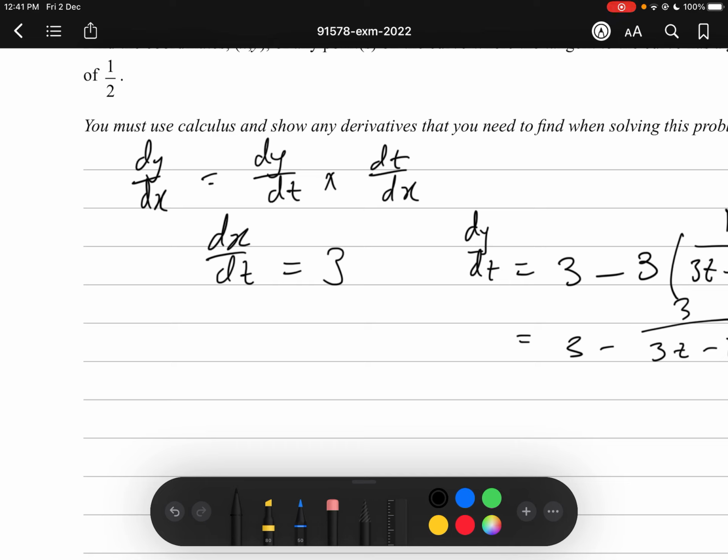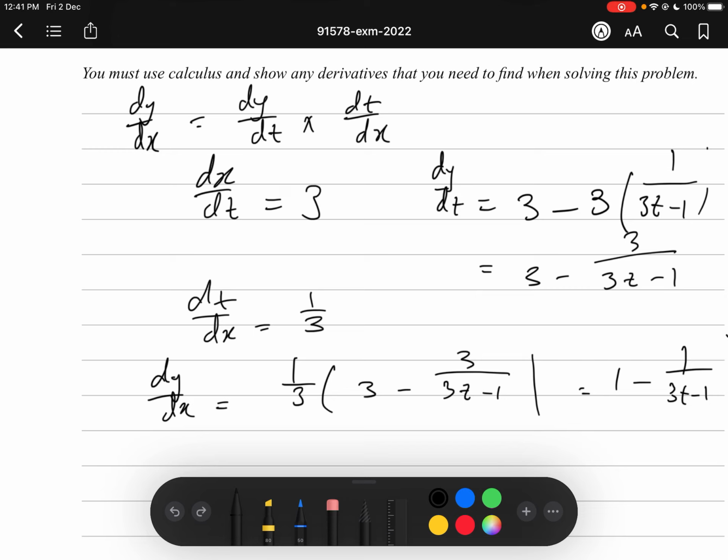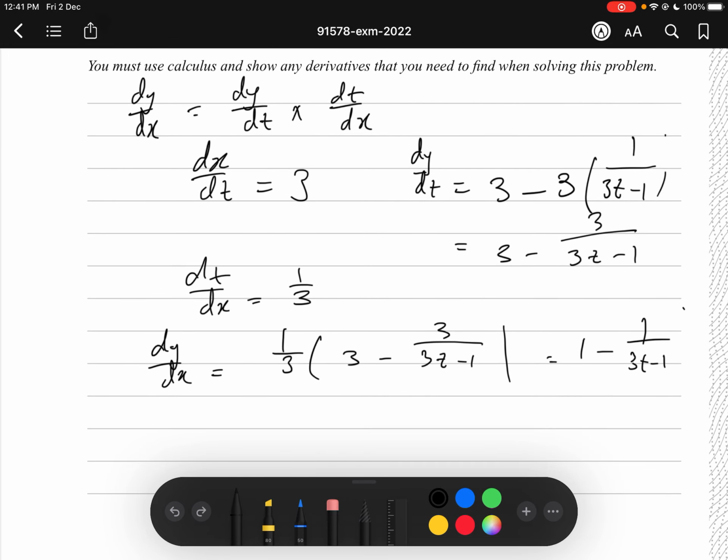dx over dt is 3. So if we find the inverse, dt over dx, that's going to be 1 over 3. And now we have all the ingredients we need to find dy on dx. So dy on dx is equal to 1 over 3 times 3 minus 3 on 3t minus 1. And that is equal to 1 minus 1 on 3t minus 1. So that's our equation of the tangent, 1 minus 1 on 3t minus 1.